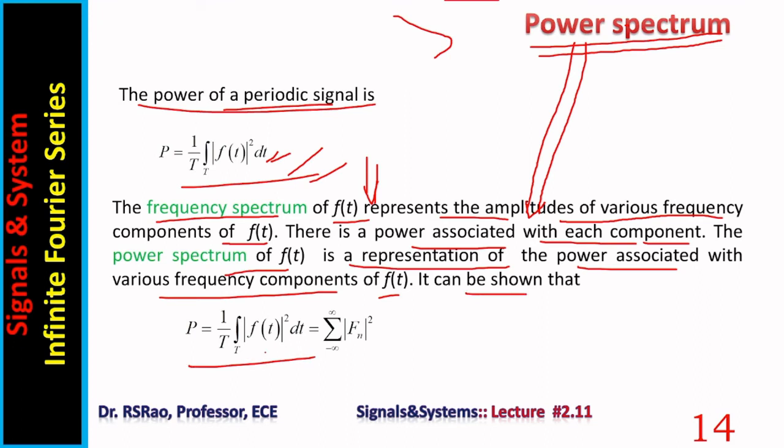It can be shown that P is 1 by T integral over T of absolute f of t whole square dt. See, this is the time domain power definition, and a little bit of manipulation can give us that this defining power relation is equal to the sum from minus infinity to plus infinity of absolute Fn whole square. Here Fn is the exponential Fourier series coefficient.